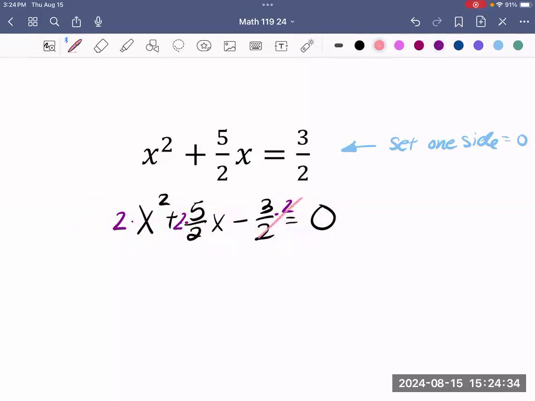So if we do multiply everything by 2, that cancels, and we're left with 2x squared plus 5x minus 3 is equal to 0. Now you can go ahead and factor. So pause the video if that's what you needed to try and solve.